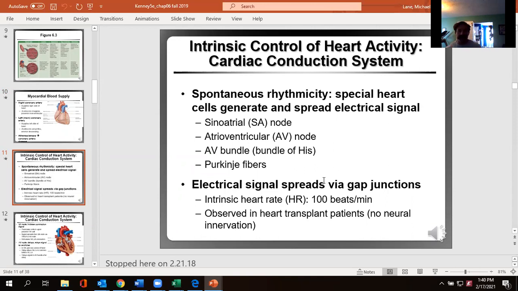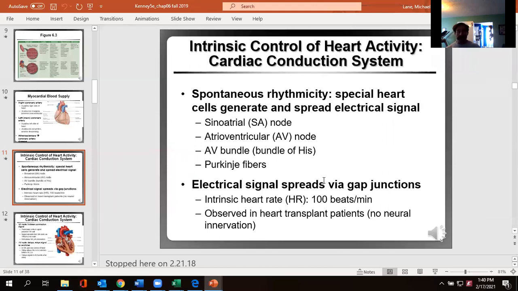Now, this electrical signal is going to spread via what's known as gap junctions. Remember how it goes from the SA node depolarizing, spreads throughout the atria until it gets to the AV node, from the AV node through the AV bundle, also known as the bundle of His, down the bundle branches, down the Purkinje fibers, and into the ventricles. You'll see an image of this in a bit. This should all be reviewed.